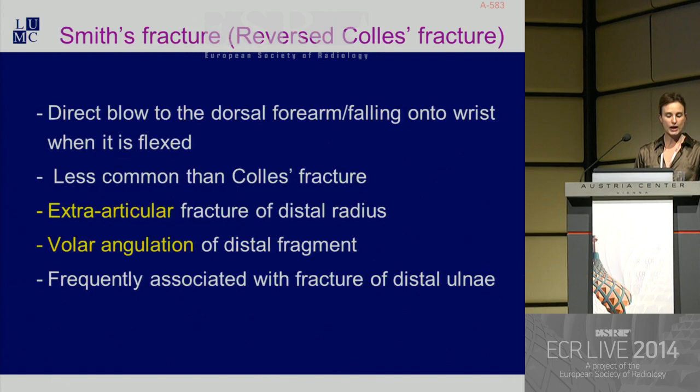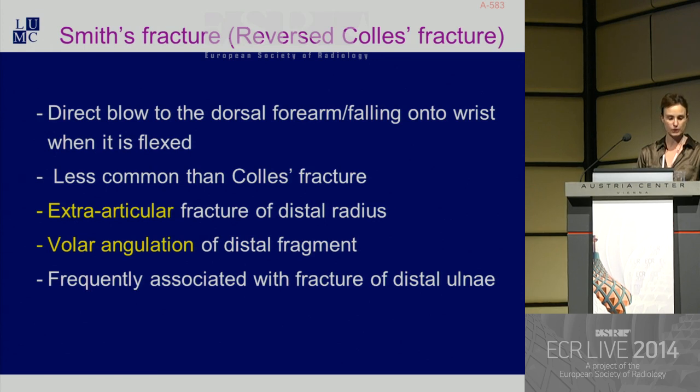Here, an example of a Colles fracture, where we see the extra-articular fracture of the distal radius with the dorsal angulation of the distal fragment, and also, in this particular case, an associated fracture of the distal ulna. In the same way we have a Colles fracture, we can also have what we call the reverse Colles fracture, also called the Smith's fracture. In this particular case, we also have an extra-articular fracture of the distal radius, but there is a volar angulation of the distal fragment, and this is due to a different mechanism of injury.